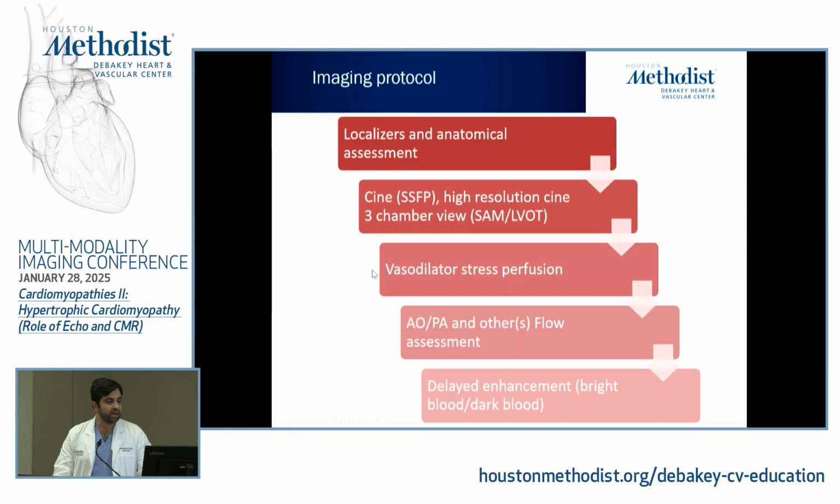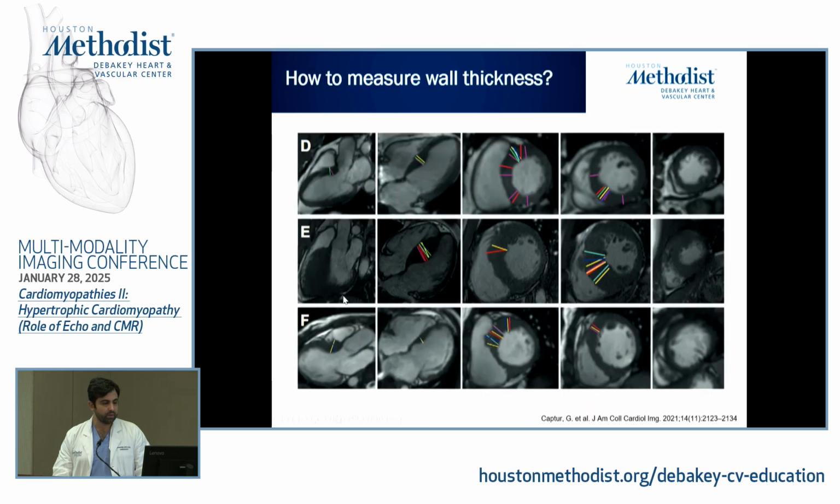All right, so this is how we kind of do an MRI in general. So you get anatomical assessment. Those kind of nice cine images are what we call SSFP. We do what's called a high-resolution 3-chamber view to look at the mitral valve and the LVOT. We very often do a vasodilator stress perfusion, followed by flow assessment, and then we do the delayed enhancement.